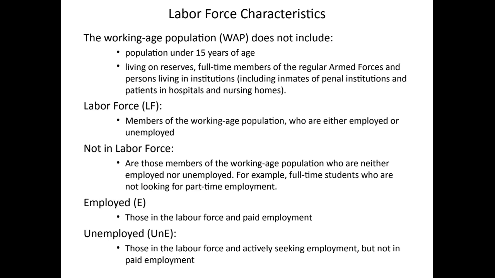So the total population of a country is divided into two segments or two parts. The first one is what we call the working age population. We call it WAP. And the other part is not working age population. The working age population, that is WAP, does not include population under 15 years of age. So all of those who are 15 or above are included in working age population.